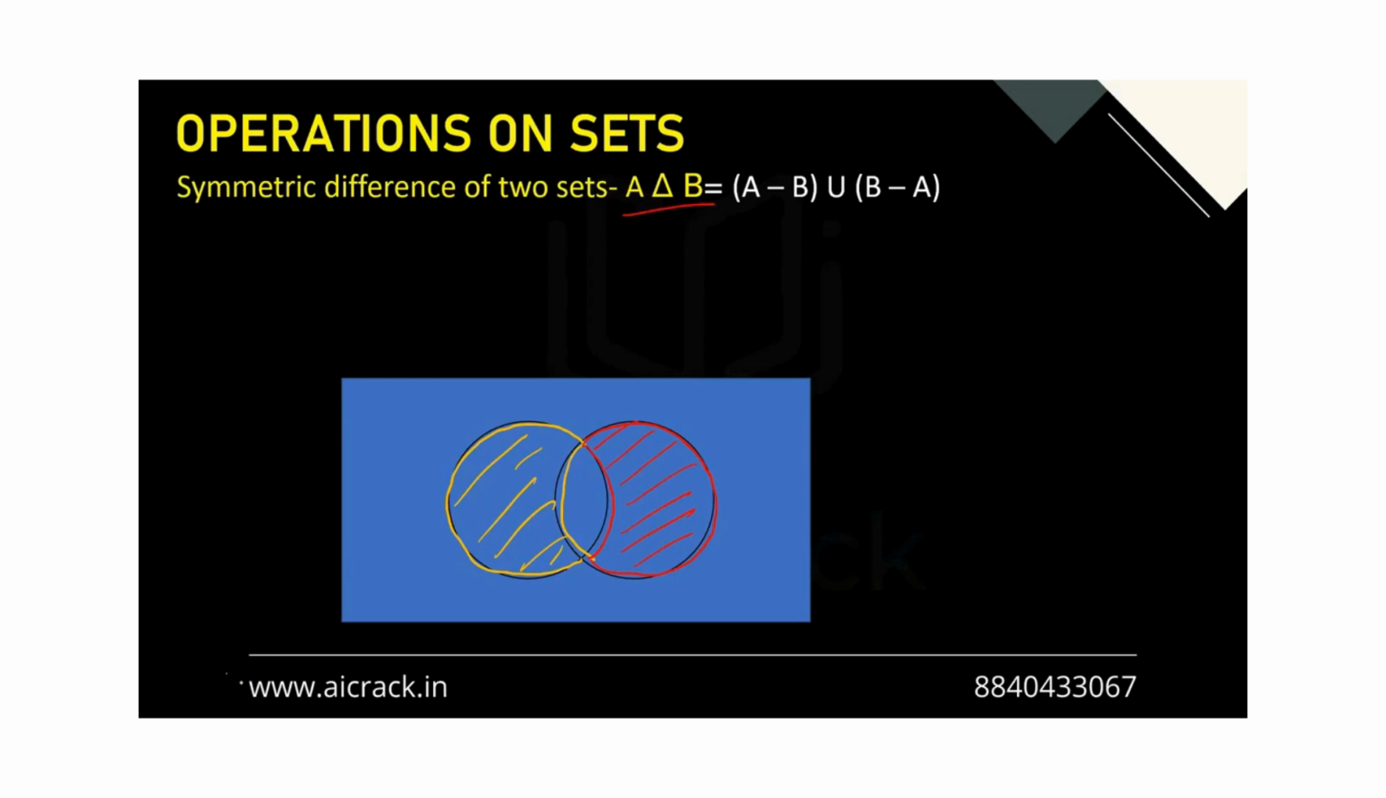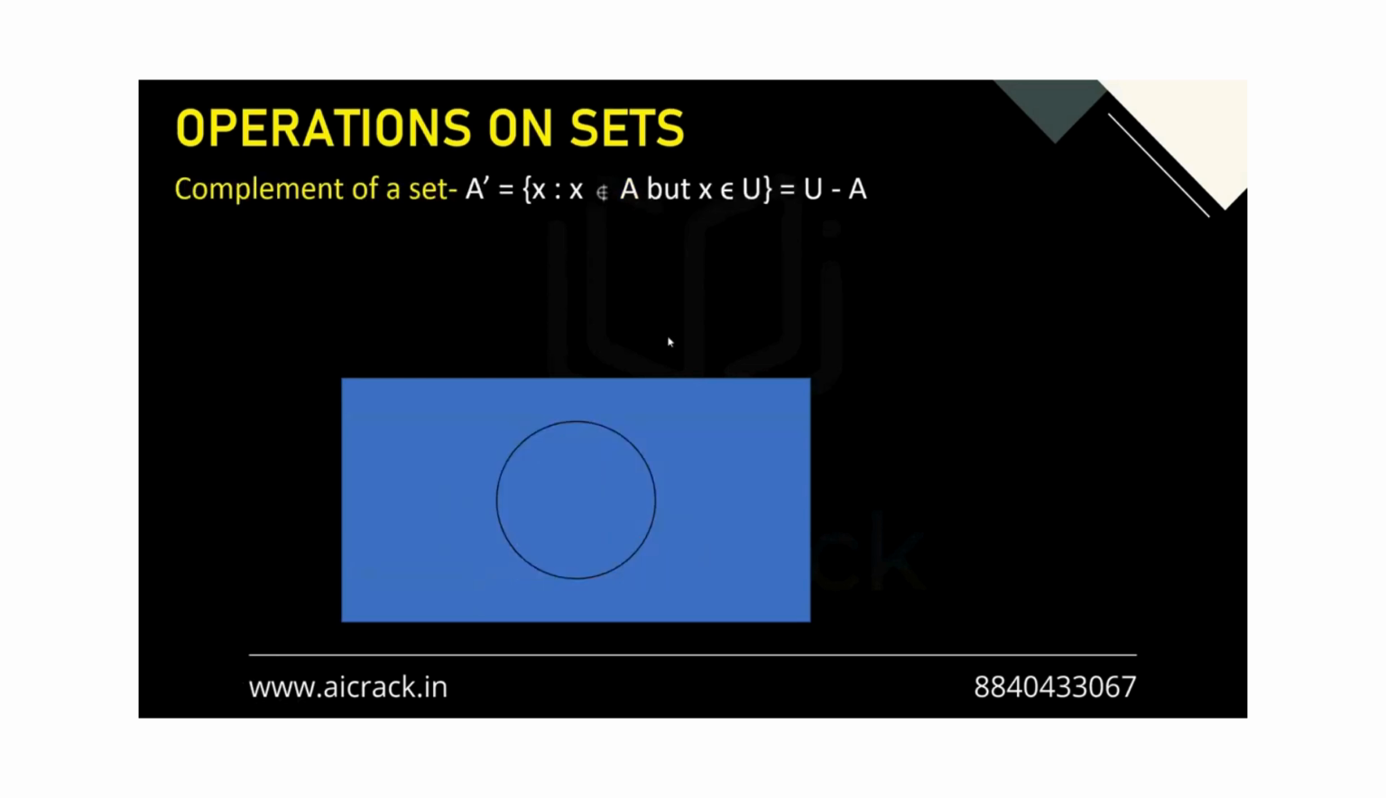Complement of a set. This is pretty easy to understand. Let's say this circle is our set A. So the complement of A would be the outer region. You can simply say that this is U minus A. This entire set is the universal set, and we have to subtract the elements of A. Basically, subtracting the elements of A from the universal set gives us the complement of A.